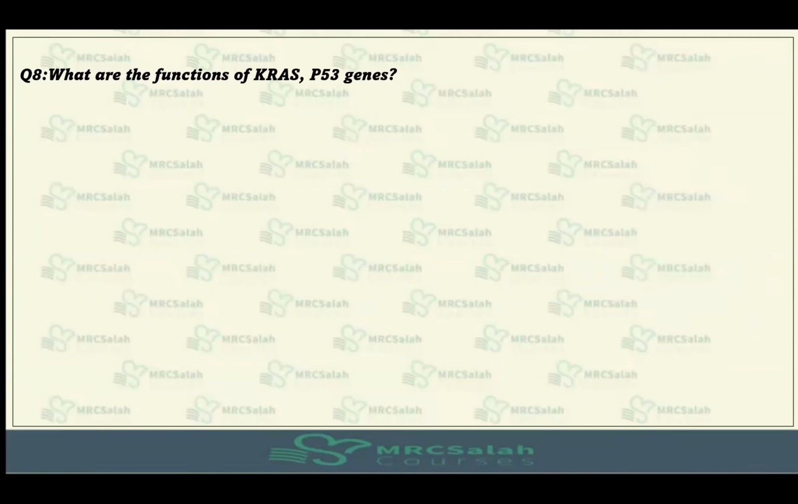Okay. Next question. What are the functions of the KRAS gene? Okay. The KRAS gene stimulates the production of a protein known as KRAS protein. It promotes the proliferation of cells. It relays signals from outside the cell to the nucleus. It instructs the cells to either differentiate or proliferate. So it acts or serves as a switch.